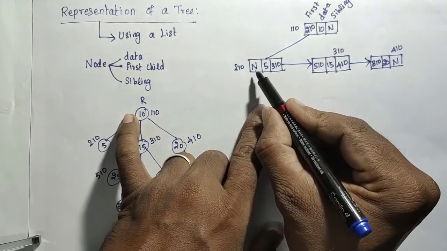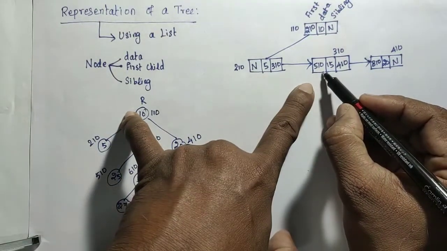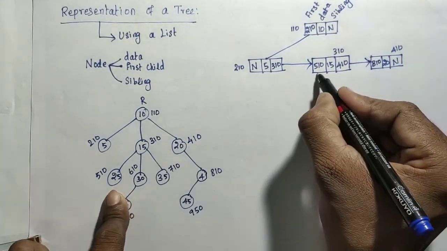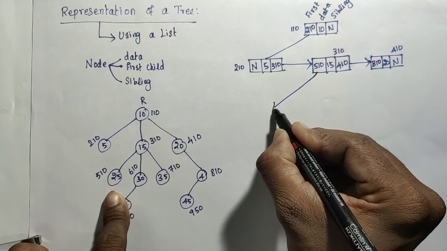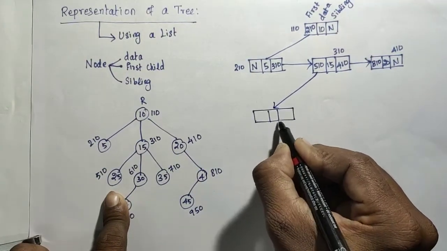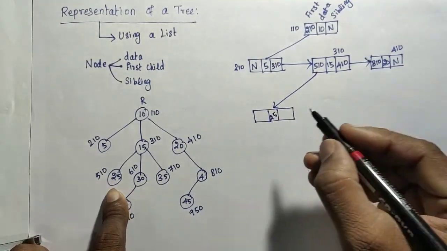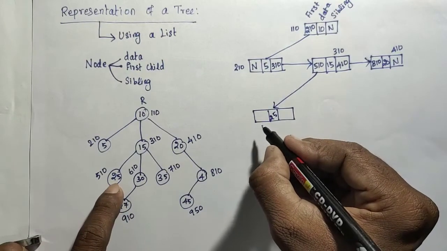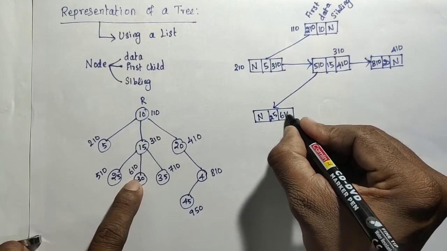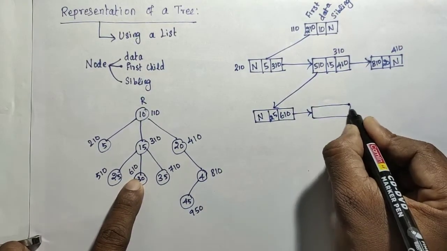Next come to here. No children for this level. At this level, the first child of the 15 is the 510. So we need to draw like this. He containing 25. Okay. And then the first child for the 25 is the null, and sibling address is the 16. 16 pointing to this node.